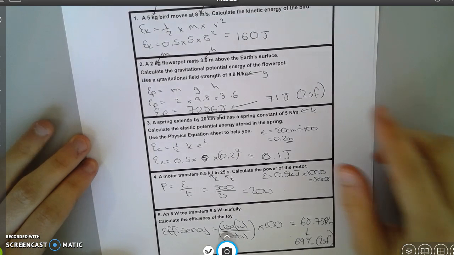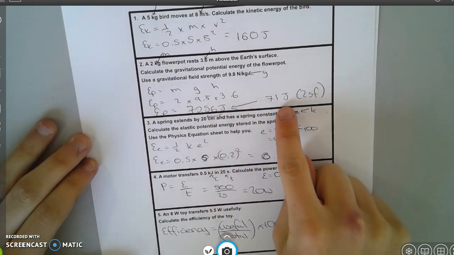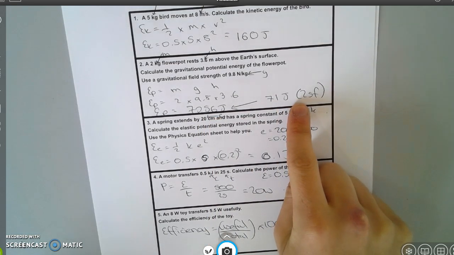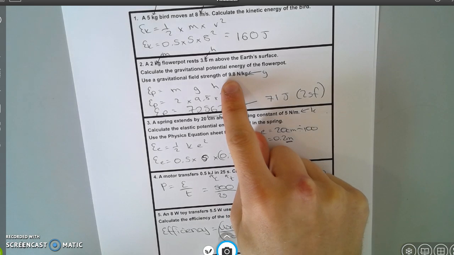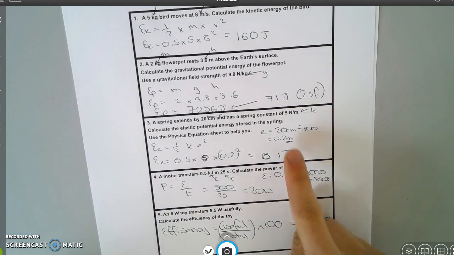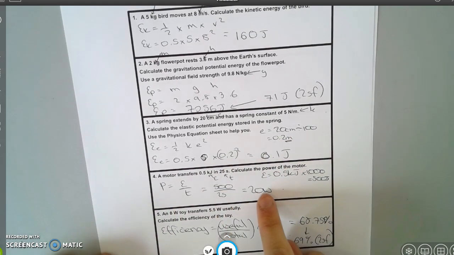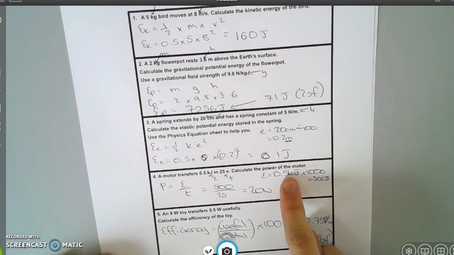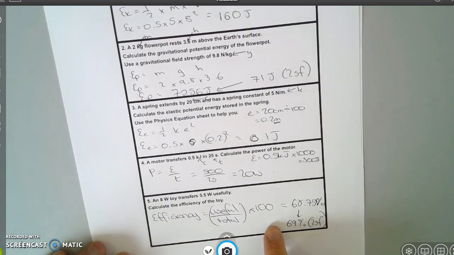Here are the answers. The first one is 160 joules. The second one is 70.56, so 71 to 2 significant figures, if the question wants you to do that, that will be 1 mark. Please remember that. See, the question gives you 9.8. The next one is elastic potential energy is 0.1 joules. Remember to convert extension into meters. Next one is power is 20 watts because you need to put kilojoules into joules. And finally, the last one is an efficiency of 68.75%, which to two significant figures, if the question wants you to do that, is 69%.